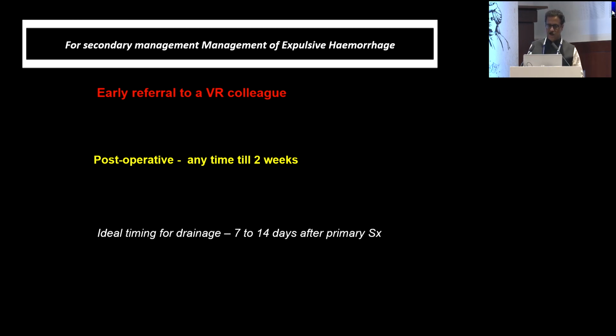For secondary management of expulsive hemorrhage, early referral to a VR colleague or an anterior segment surgeon is essential. Postoperatively, you can do it anytime up to 2 weeks. The ideal time for drainage is 7 to 14 days after primary surgery because of adequate clot lysis.